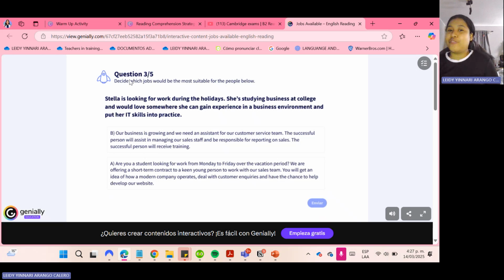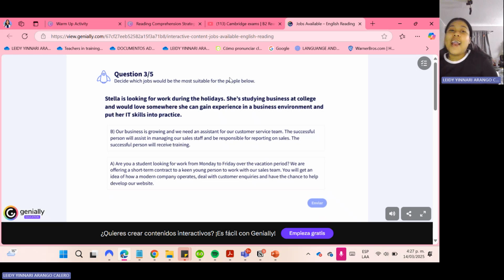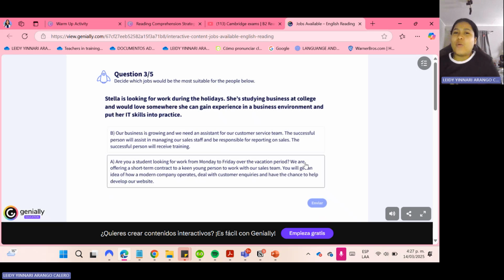We are offering a short-term contract to a keen young person to work with our sales team. You will get an idea of how a modern company operates, deal with customer inquiries, and have the chance to help develop our website. That is option A. And the B is: our business is growing and we need an assistant for our customer service team. The successful person will assist in managing our sales staff and be responsible for reporting on sales. The successful person will receive training.